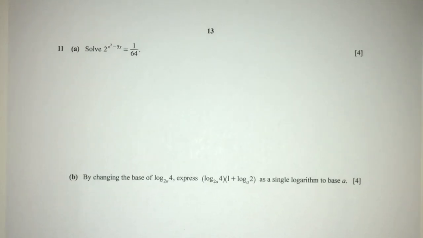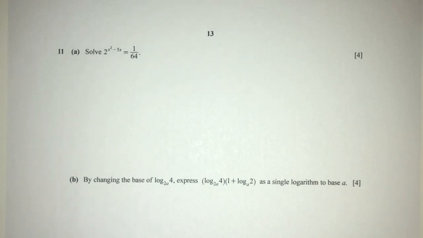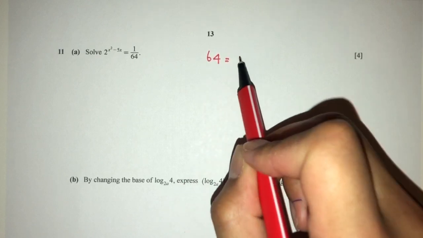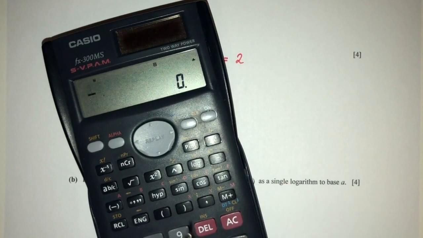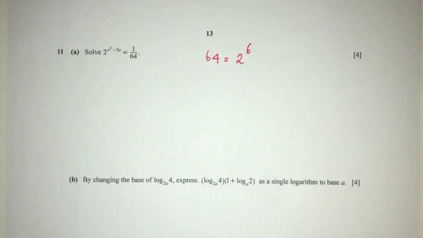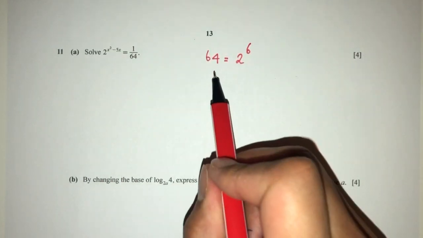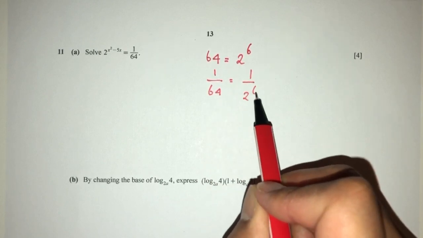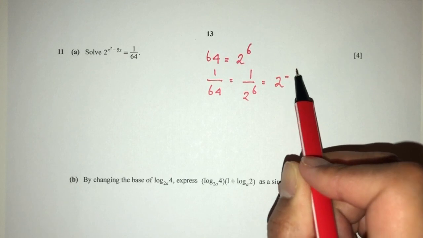So here we have to solve this. As you can see, this one is an indices question. So how can we solve this? The first thing we realize is that 64 is what? 64 is 2 power what? So 2 power 6 is 64. Right. Now here we have 1 over 64, which is the same thing as 1 over 2 power 6, but it is also equal to 2 power minus 6.